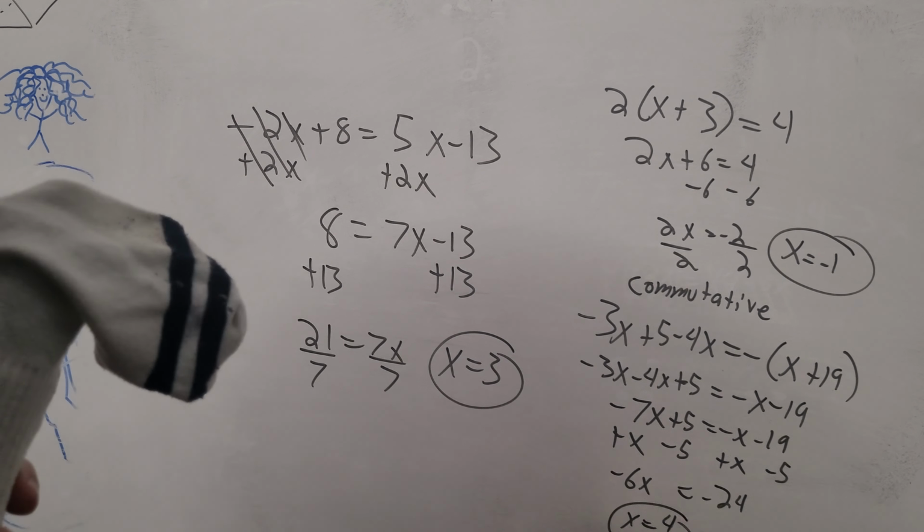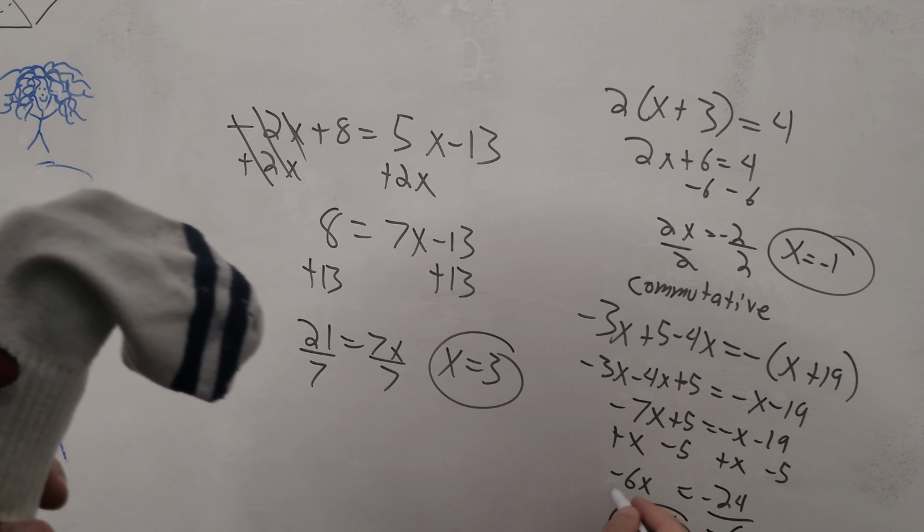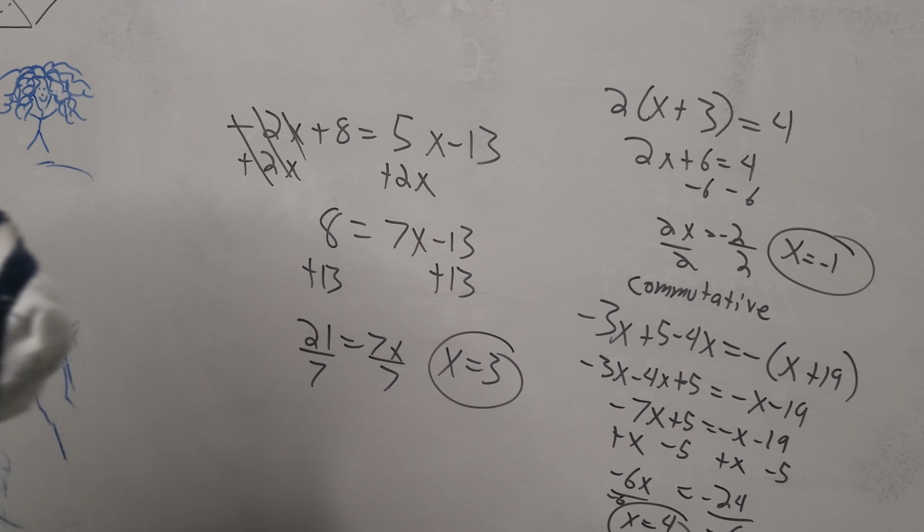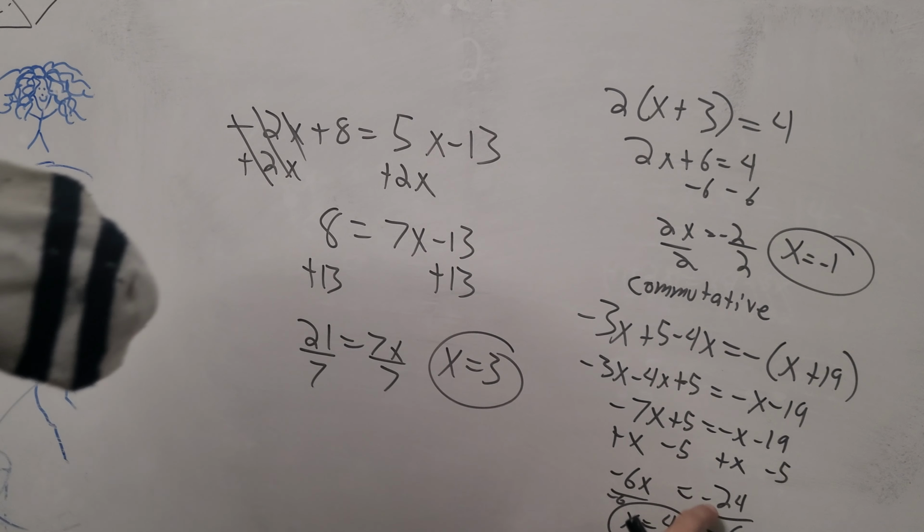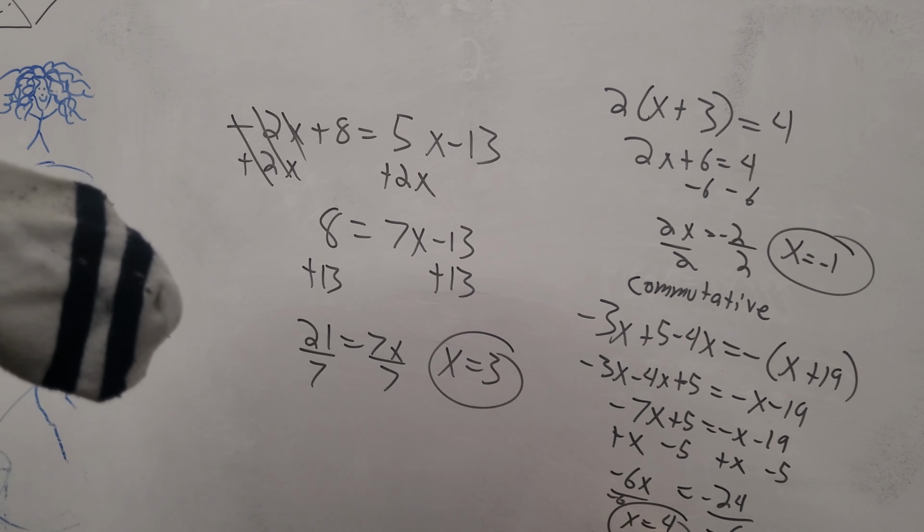I divided both sides by a negative 6 for that last step. The negative signs will cancel. That's why it's x equals positive 4.